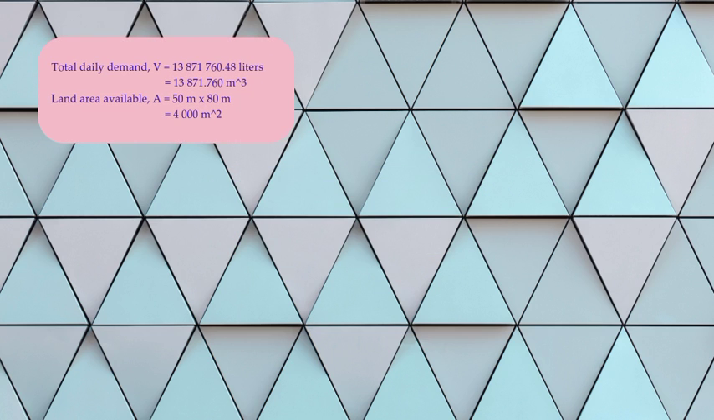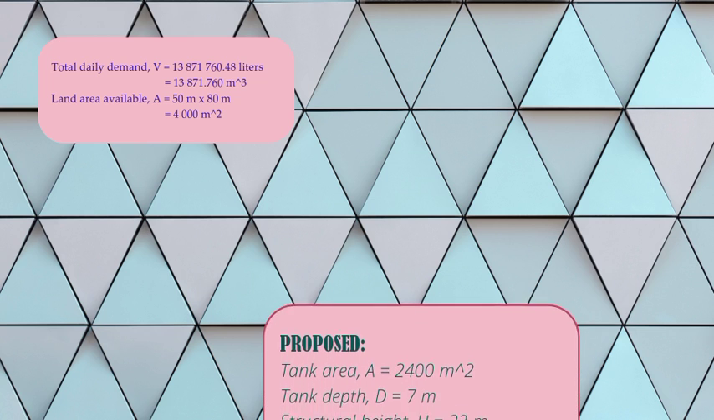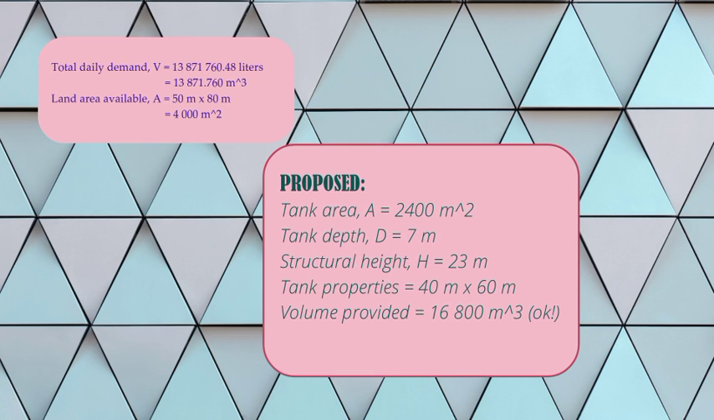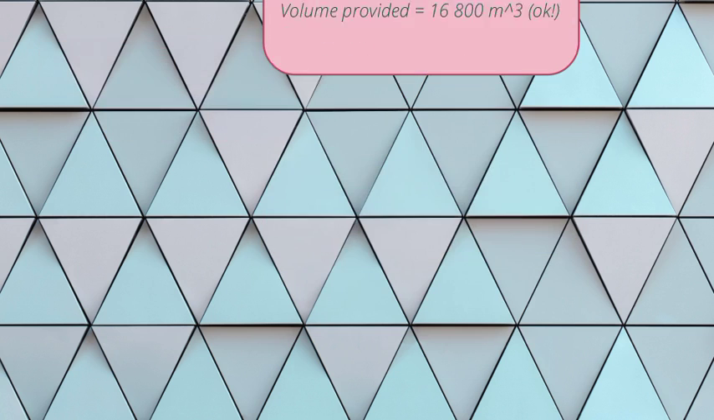Reservoir design. The total daily demand that we calculated is 13,871.760 meter cube, where the land area available is 4,000 meter square. The proposed tank area is 2,400 meter square with a tank depth of 7 meter, structural height 23 meter, tank properties 40 meter times 60 meter, and the volume provided is 16,800 meter cube. It is shown that the reservoir design is compatible and passes the proposed tank.